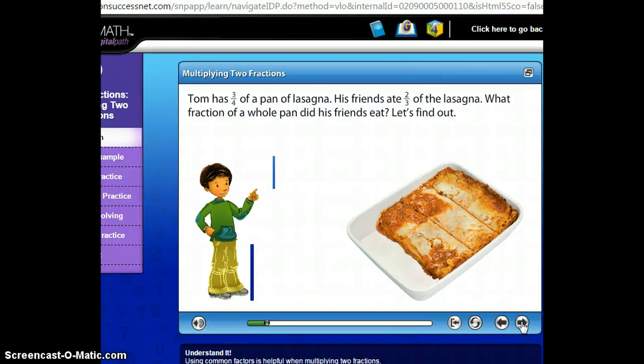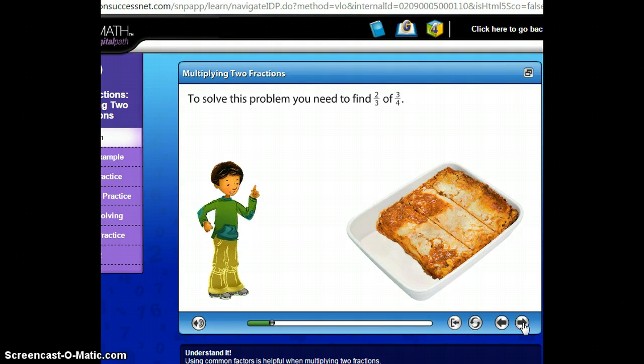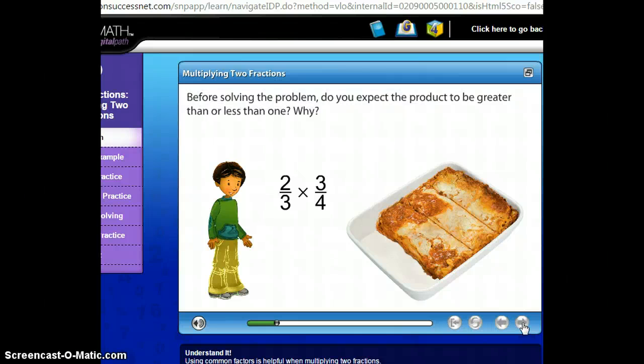Tom has 3/4 of a pan of lasagna. His friends ate 2/3 of the lasagna. What fraction of a whole pan did his friends eat? Let's find out. To solve this problem, you need to find 2/3 of 3/4. Of means to multiply. So that's how we get 2/3 times 3/4.